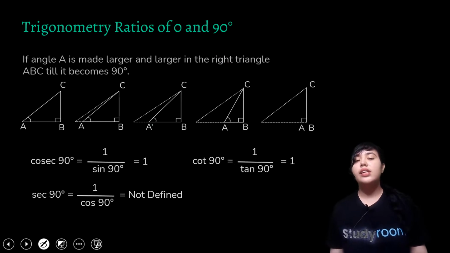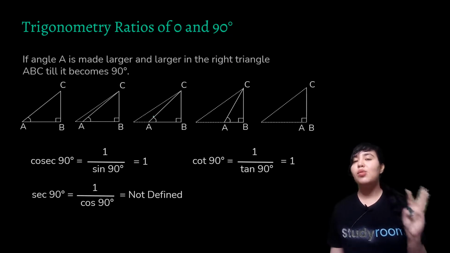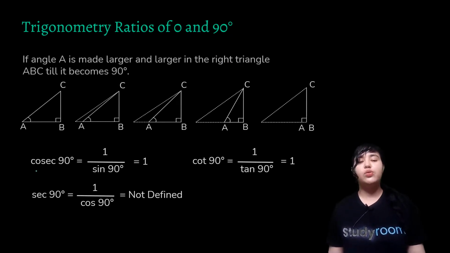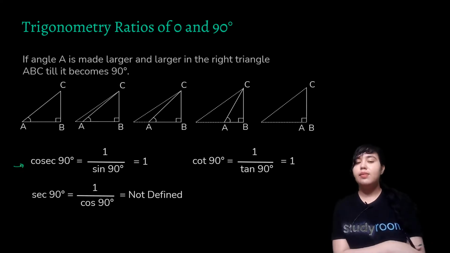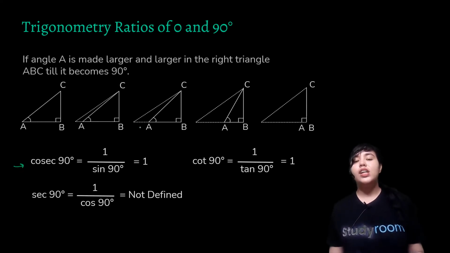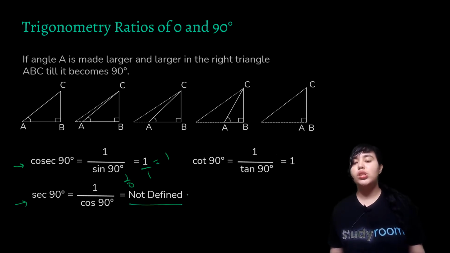But are we done here? No, our work is not done. We need to find 3 more trigonometry ratios, but they are easy to find. Don't worry. Cosec 90 degree is simply the reciprocal of sin 90 degree, so that is 1 upon 1, equal to 1. Sec 90 degree is the reciprocal of cos 90 degree, that is 1 by 0. Is 1 divided by 0 defined? No, so this is not defined.